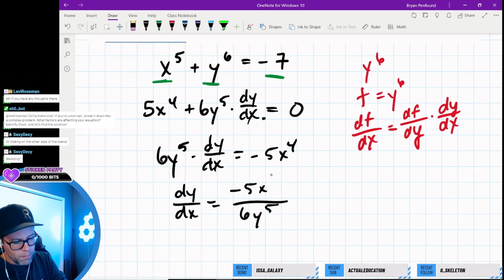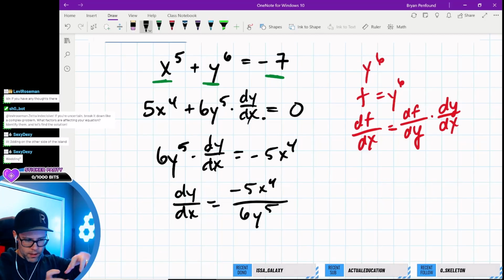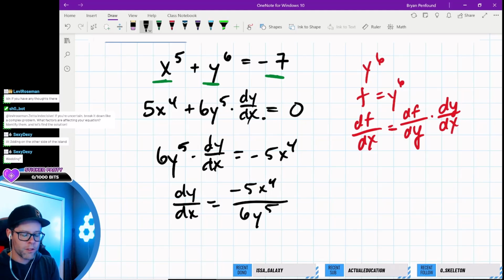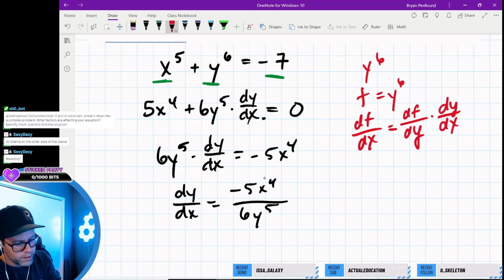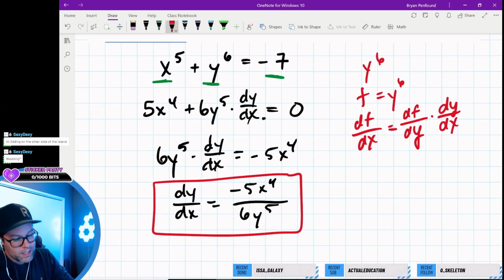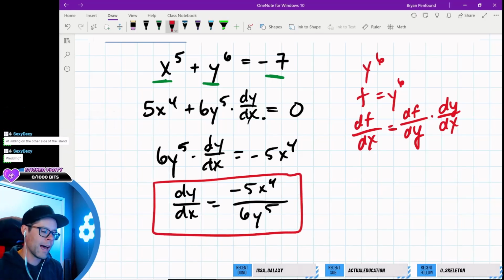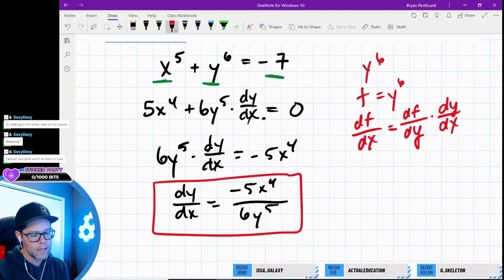Now, my thought there, so to finish off this question, we're just going to take the 6y to the 5, we're going to divide that through on both sides. Now we have an expression for our derivative, and our derivative typically is going to involve both x's and y's. So that's very typical for these kinds of questions.